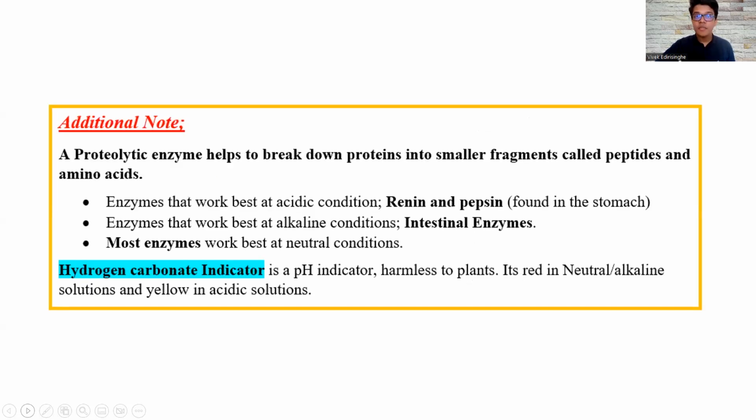Lastly, I have some additional information. Proteolytic enzymes are those enzymes which help to break down proteins into smaller fragments called polypeptides, peptides, and amino acids. Enzymes that work best in acidic conditions are renin and pepsin, which are found in the stomach. Enzymes that work best in alkaline conditions are intestinal enzymes, and the rest of the enzymes generally work in neutral conditions. Also keep in mind the hydrogen carbonate indicator, which is a pH indicator harmless to plants, and it turns red in neutral or alkaline solutions and yellow in acidic solutions.